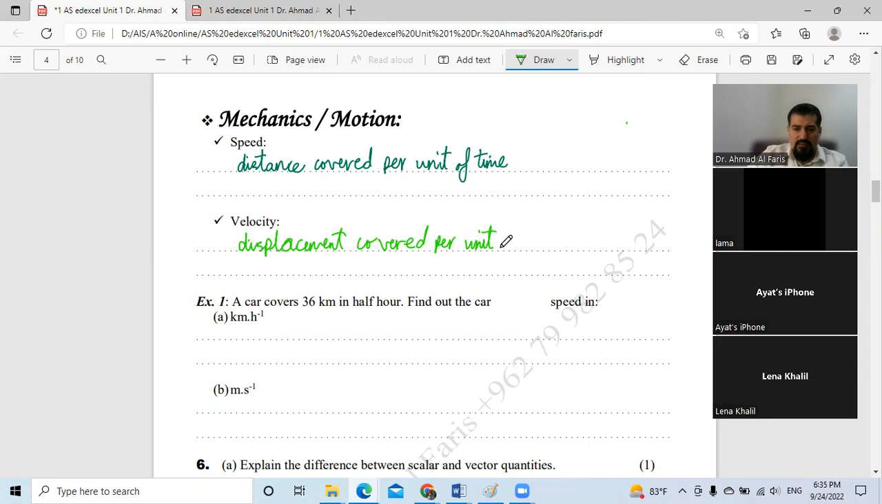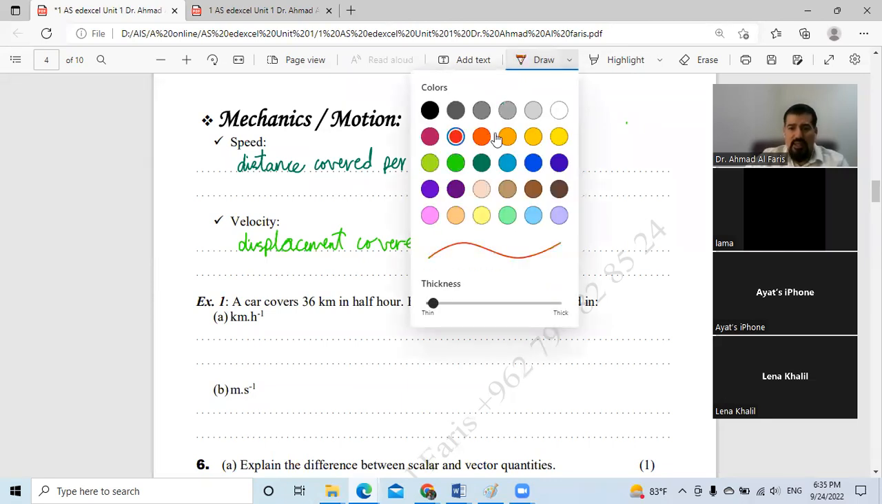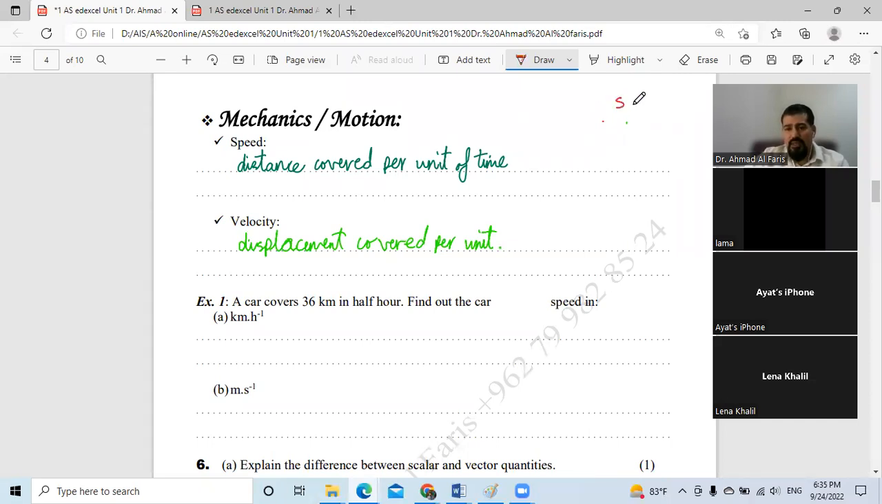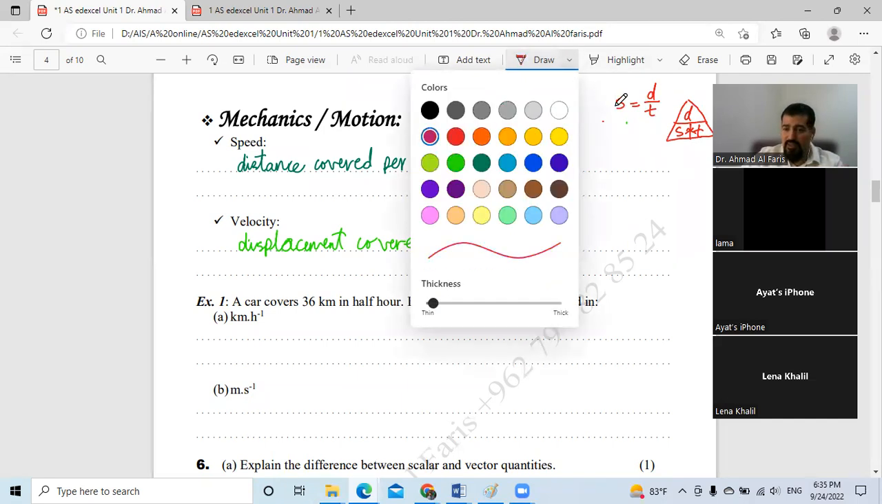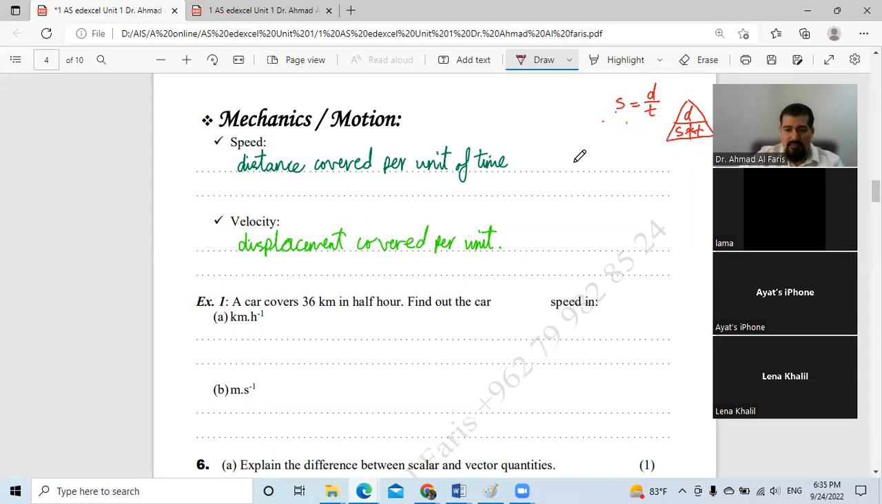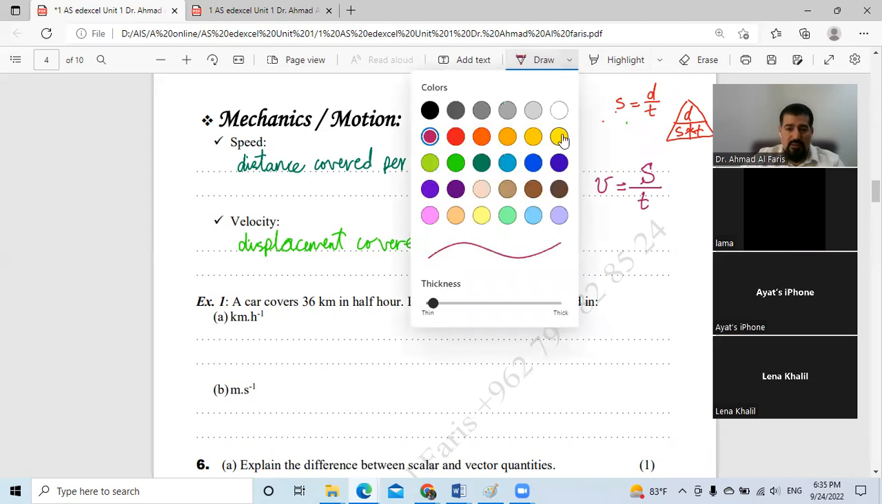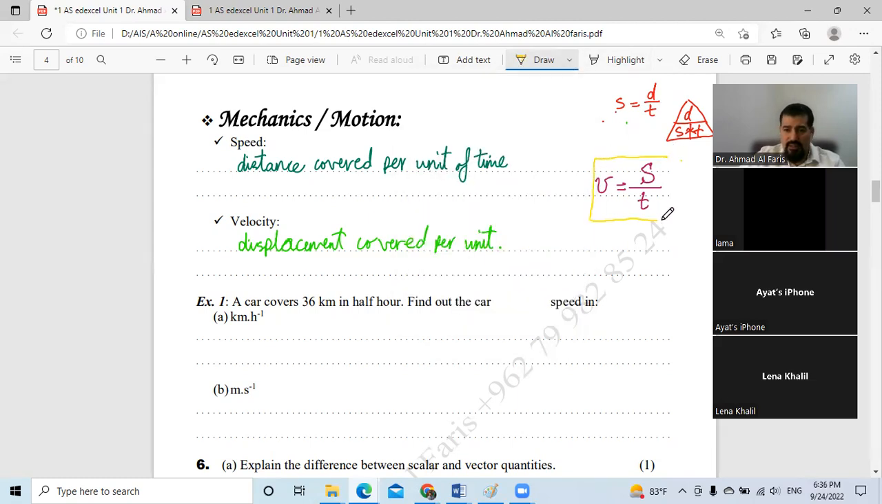And now we have a very famous formula that most of the students know: speed equals distance over time. I know that a lot of students memorize it like this: distance equals speed times time, the triangle. It's good to memorize this one, but we're not going to use it a lot. From now on, we are going to use the A-level symbols, which is velocity equals what? Distance or displacement, they use the letter S to represent it, divided by time. So from now on, we're going to use this formula: not S equals D over T, but V equals S divided by T.